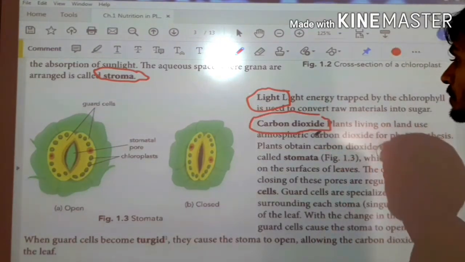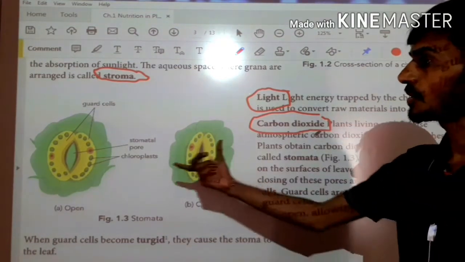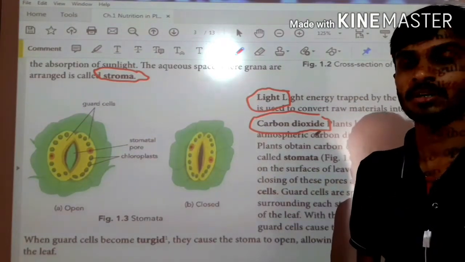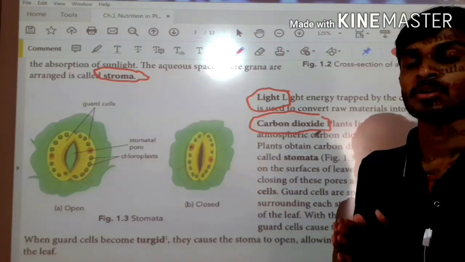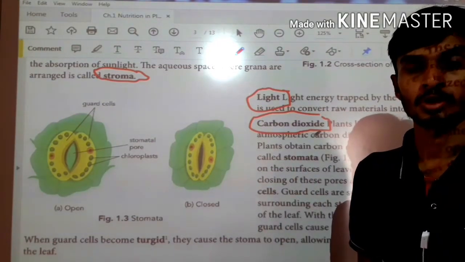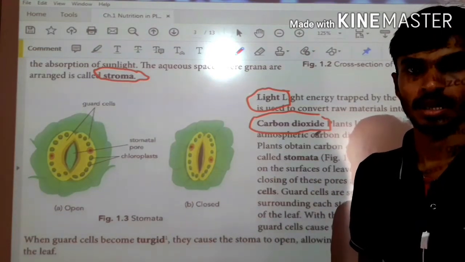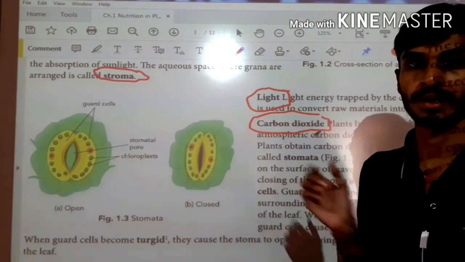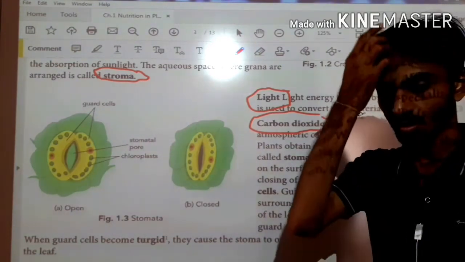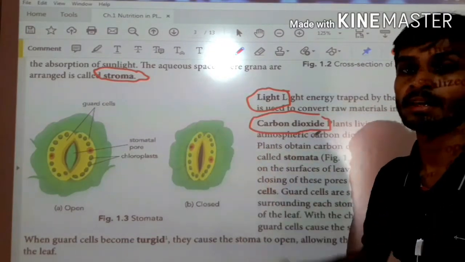Now by the stomata, when stomata open or close, what happens? There will be exchange of gases. That means when stomata will be open, carbon dioxide will be absorbed inside the stomata and oxygen will be released, and there will be loss of water through the stomata. This process is called as transpiration process. Okay, so guys, this open and close of stomata will be done by the guard cell.